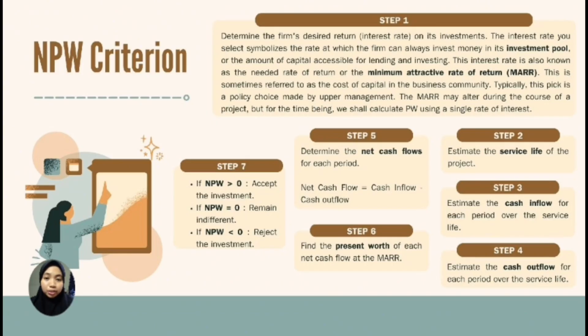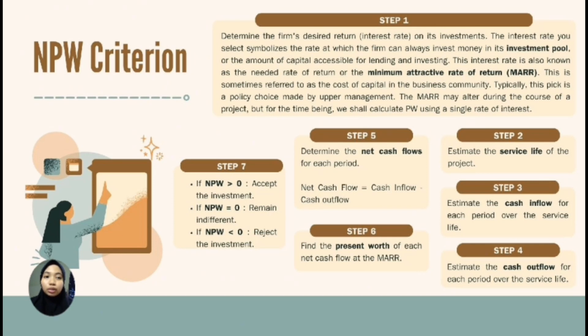Let's look at the NPW criterion. Step 1. Determine the firm's desired return or interest rate on its investment. The interest rate used symbolizes the rate at which the firm can always invest money in its investment pool, or the amount of capital accessible for lending and investing.